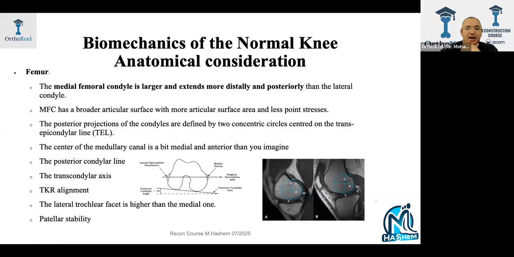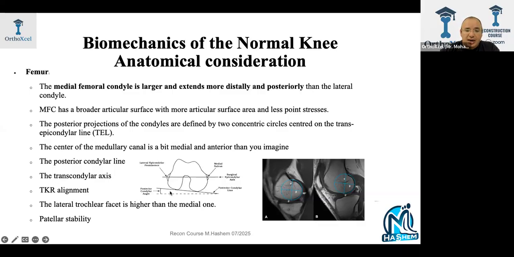If you miss this canal, number one, you can easily burst the femur. You can easily perforate the cortex. And number two, you can easily miss the intramedullary axis, so you can easily miss all the measurements if you are doing a measured resection knee.